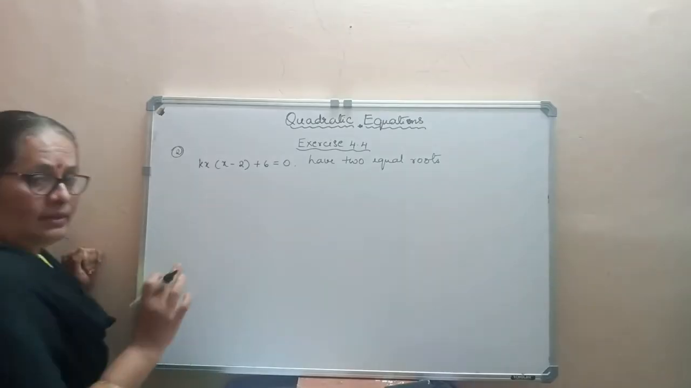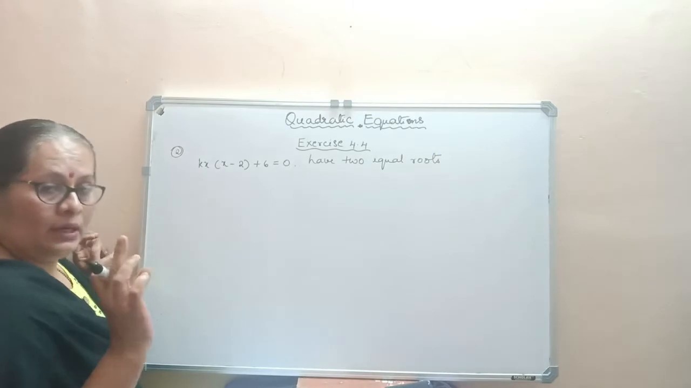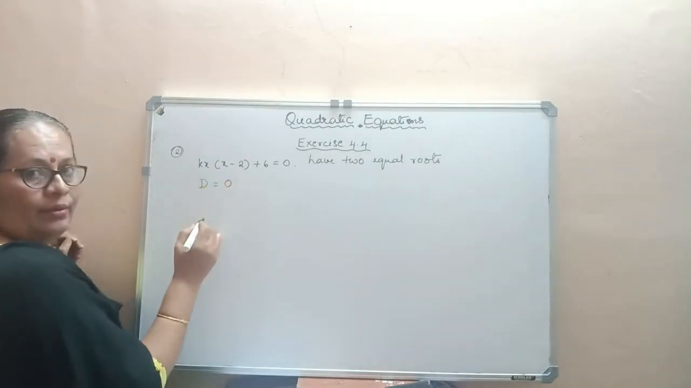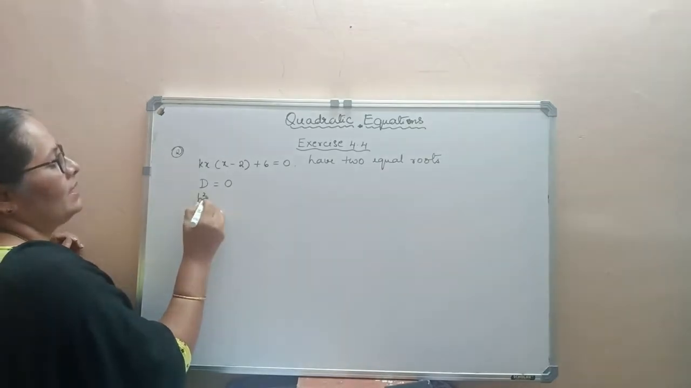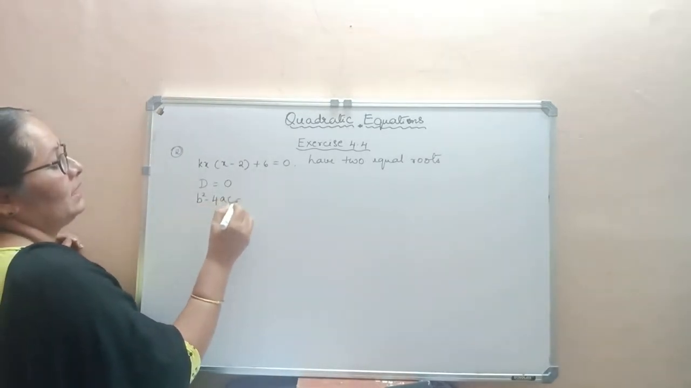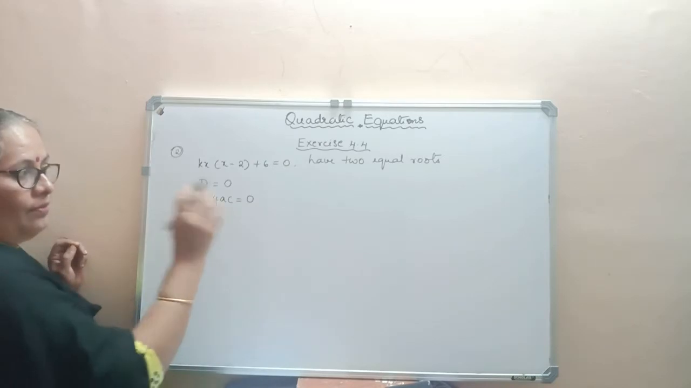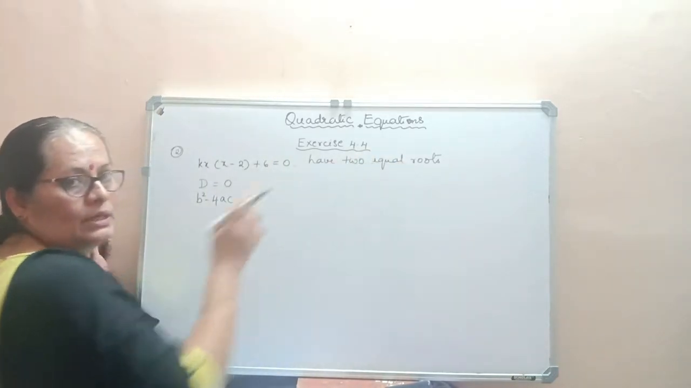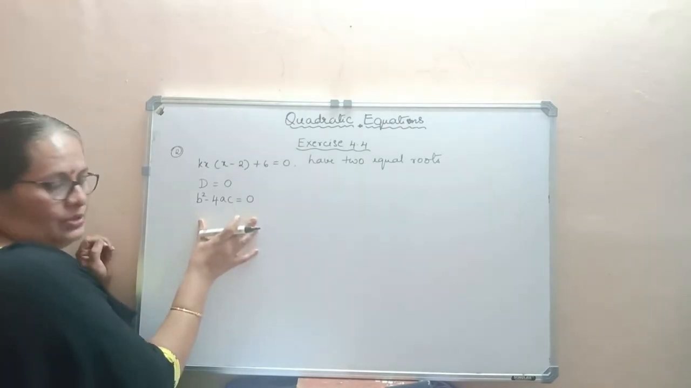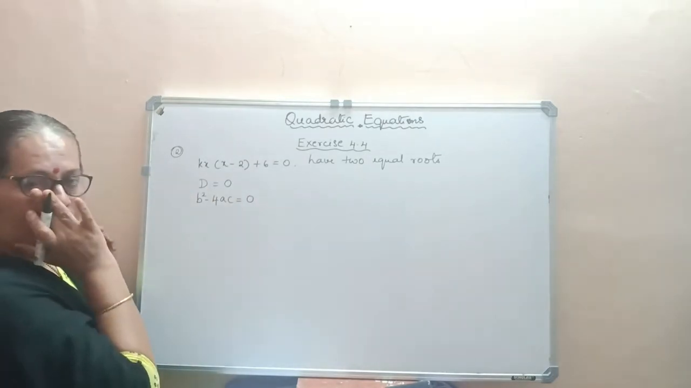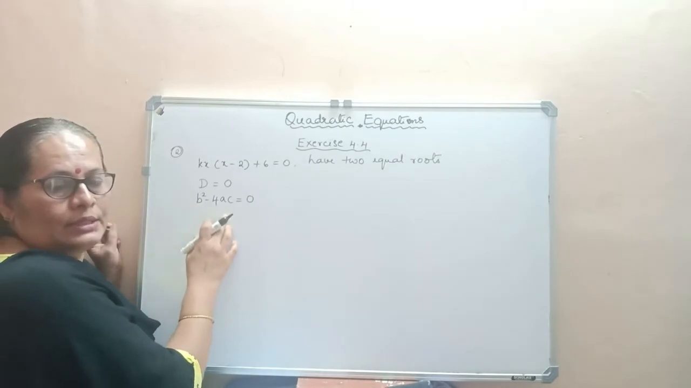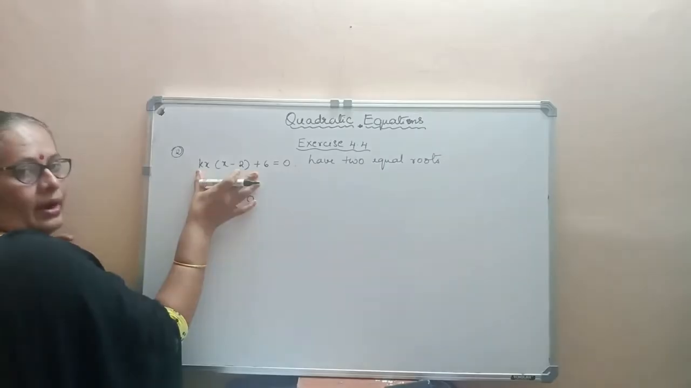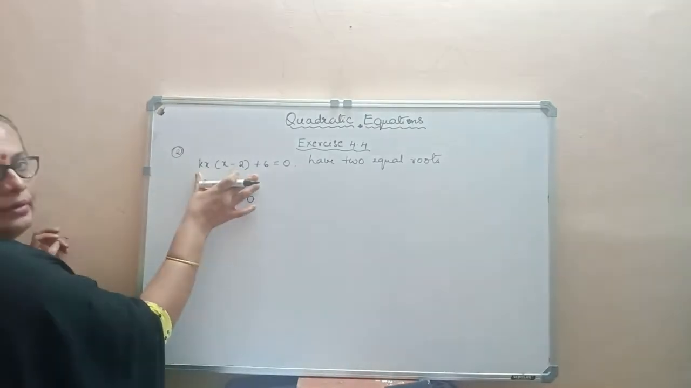Whenever a quadratic polynomial has equal roots, the discriminant is equal to 0. That is, b square minus 4ac equals 0 when a quadratic equation has two equal roots. So b square minus 4ac is 0. Now, is it in quadratic form? First we will bring it to quadratic form.